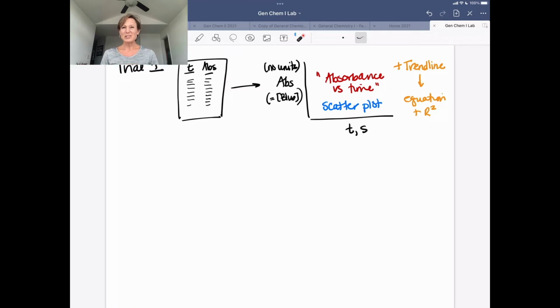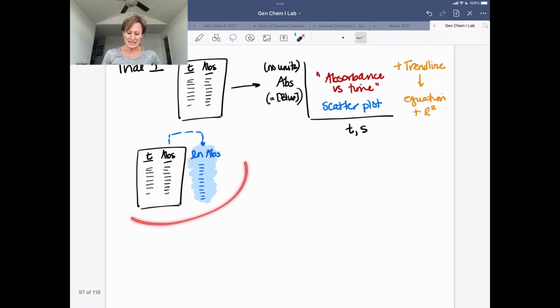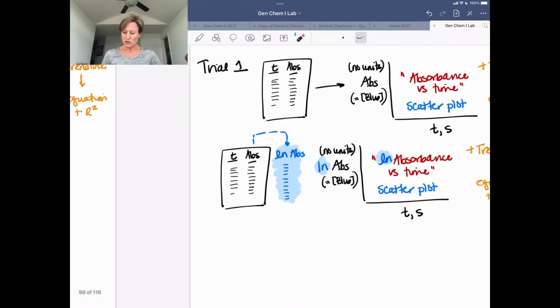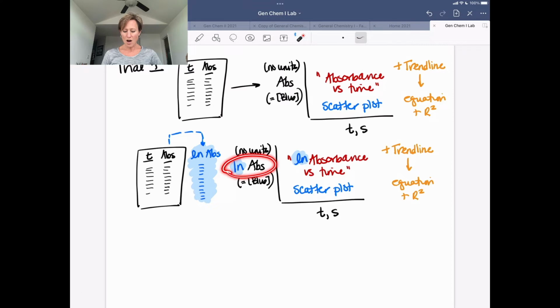Now, we also need to do a little bit of data manipulation here. We're going to show you how to do this in Excel: you're going to take this absorbance data and create a new column of data, which is the natural log of that absorbance value. Then you're going to create a new plot of the natural log of absorbance versus time. Again, you're going to label it natural log of absorbance versus time, label your axes, and add your trend line with your equation and your R squared value. And we're going to ask, how well does that data fit a straight line?